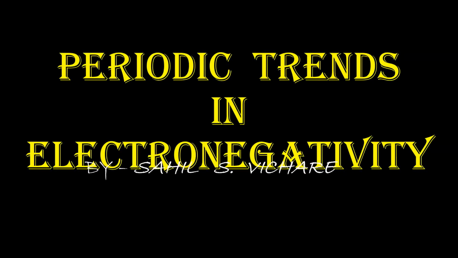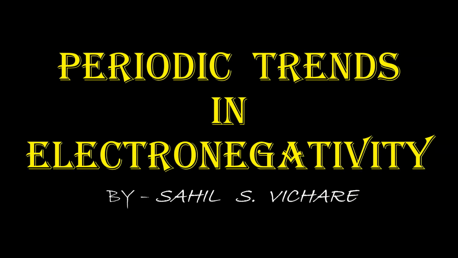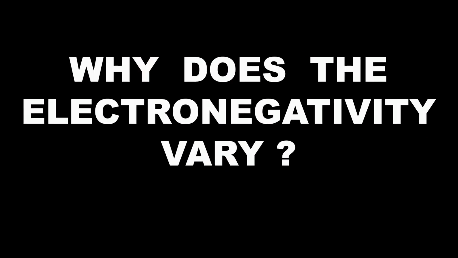In today's video, we will be understanding in detail about the periodic trends in electronegativity. So basically, we will understand how electronegativity varies as we move across the period and as we move along the group. But before understanding the trends, guys, have you ever wondered why the electronegativity changes as we move across the period and as we move along the group?